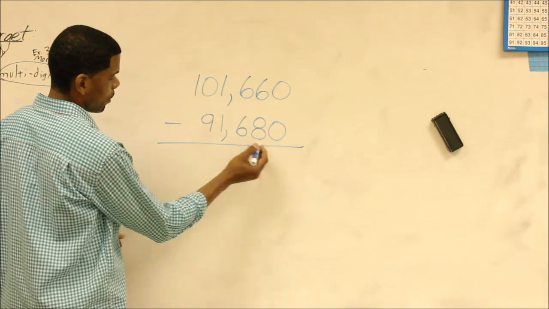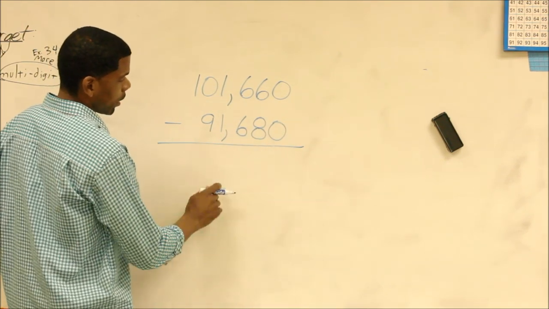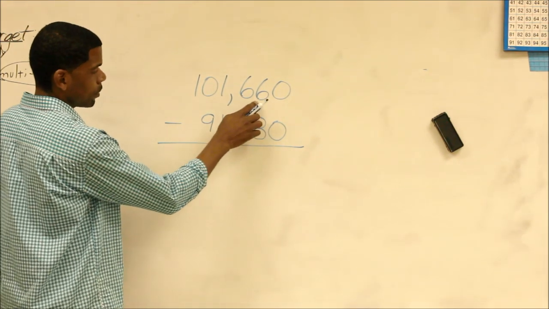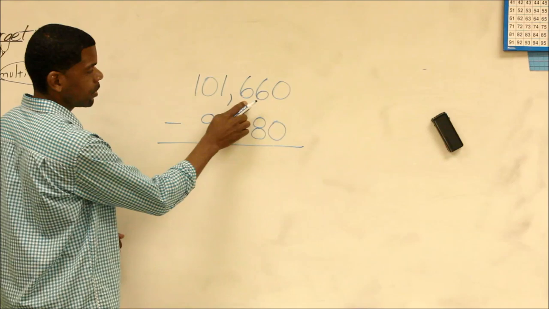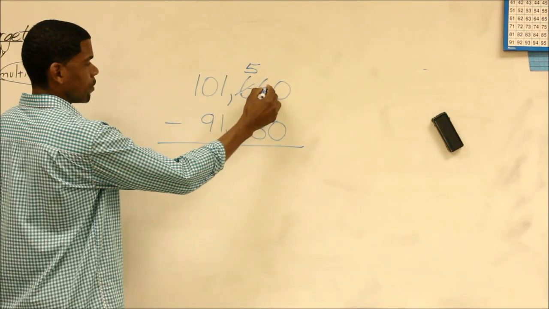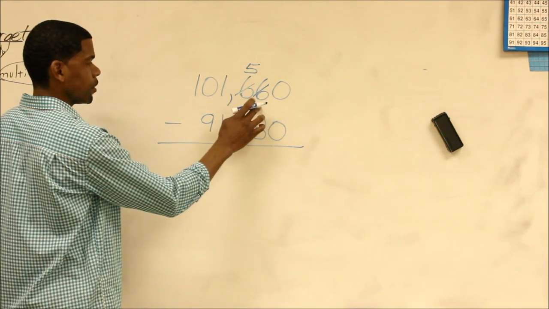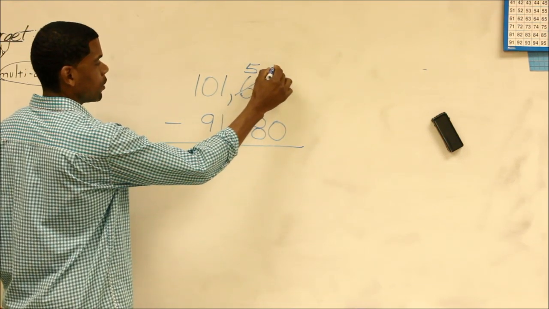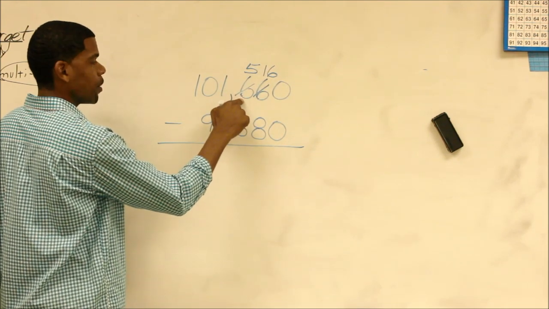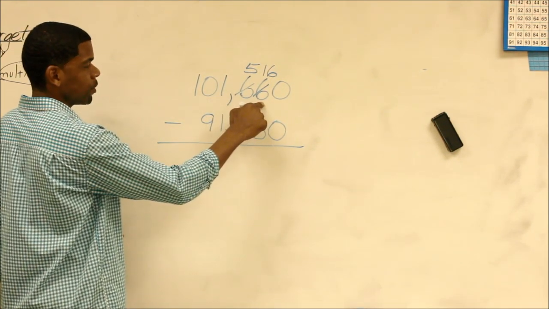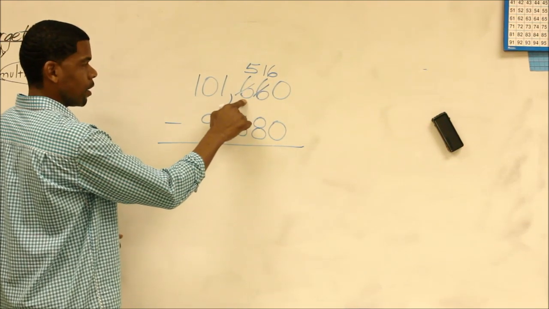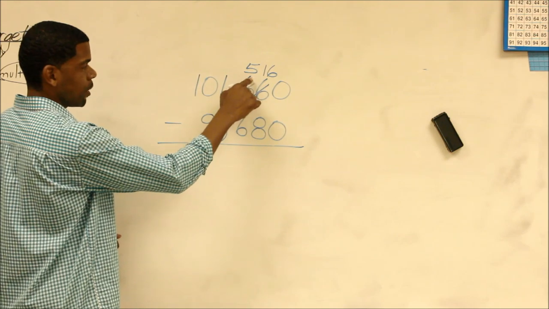Can I subtract 0 minus 0? Yes. Can I subtract 6 minus 8? No. So what I need to do is borrow from the larger unit, which is in the hundreds. I take 100 from here and regroup the number 6 in the tens place, so 16, because what I'm doing is adding 100 to the tens place. And I borrow from the hundreds, so now this is becoming 5.